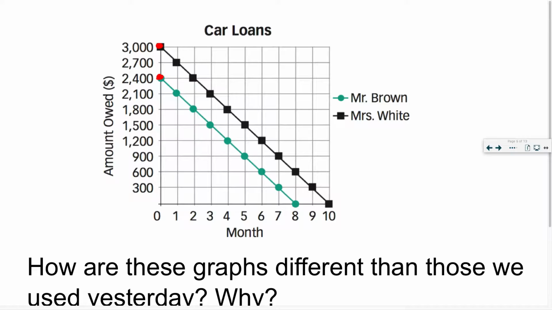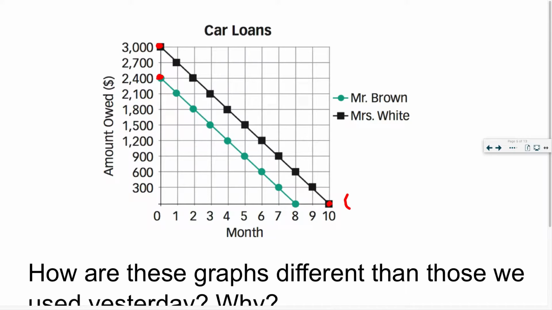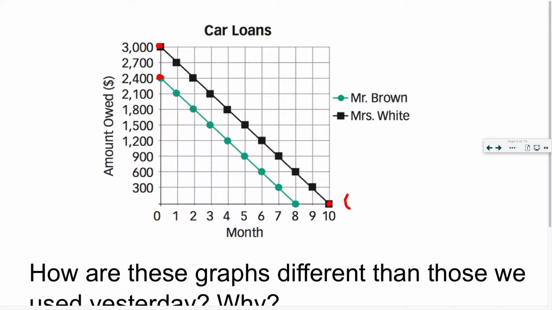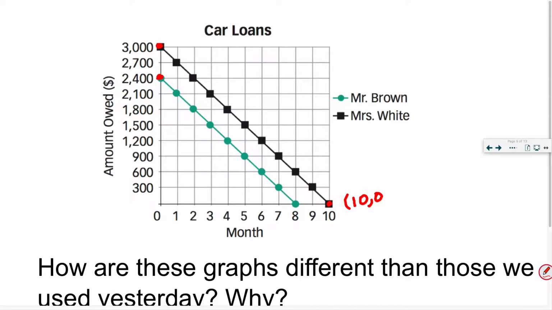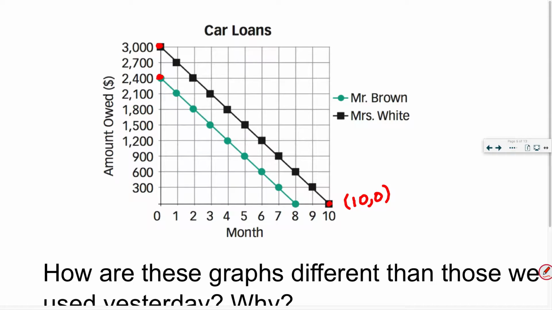That coordinate, so what is this coordinate right here? 10, 0. The number of months is 10. The amount that you owe is 0. So that x-intercept, where your line crosses the x-axis here, represents what moment in time in terms of the scenario? What happened at that point on the graph? They finished paying their cars. So what do you notice?